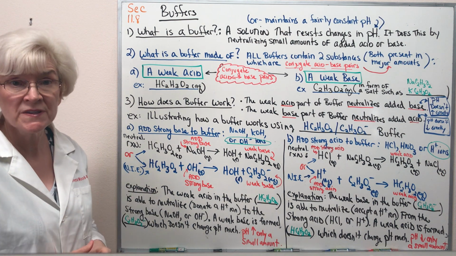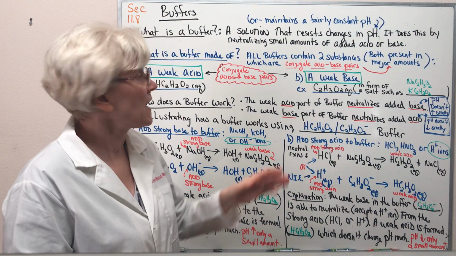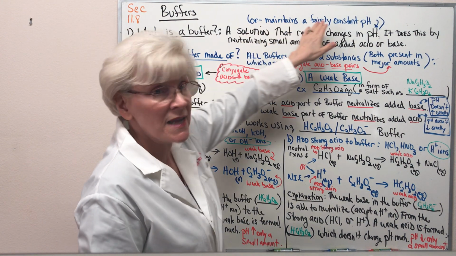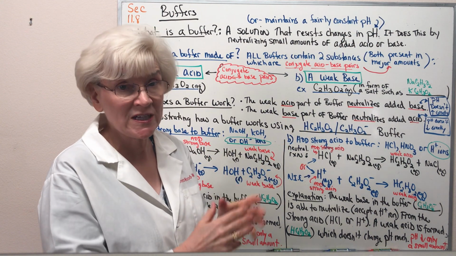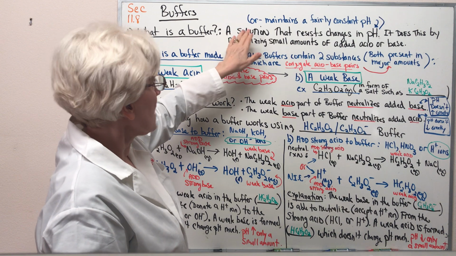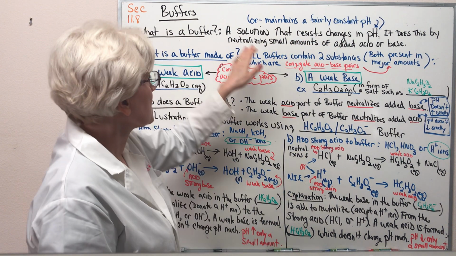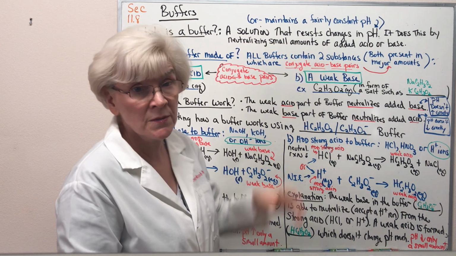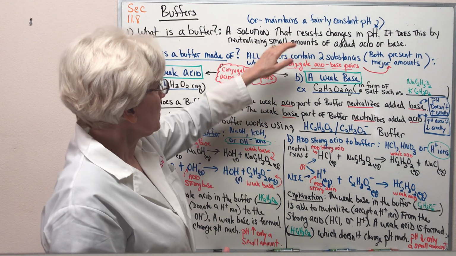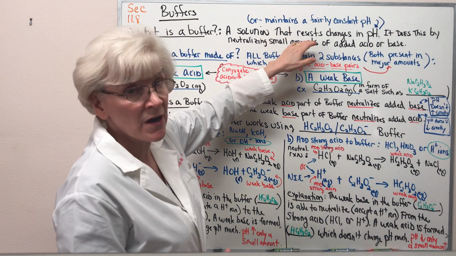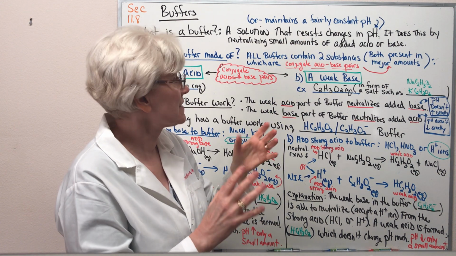Just a simple definition. A buffer is a solution that resists changes in pH, or it maintains a fairly constant pH. That's another way of expressing that idea. A buffer is a solution that resists changes in pH. It does this by neutralizing small amounts of added acid or base. So in order to understand how a buffer works, you need to understand this neutralization aspect that is part of the buffer.